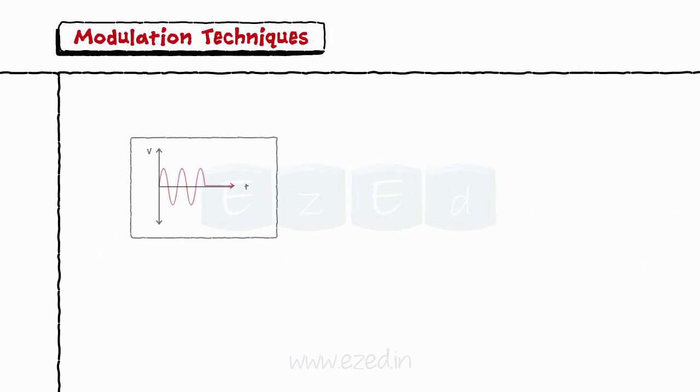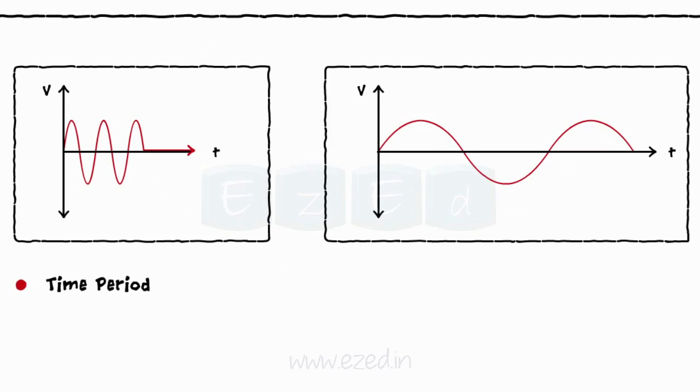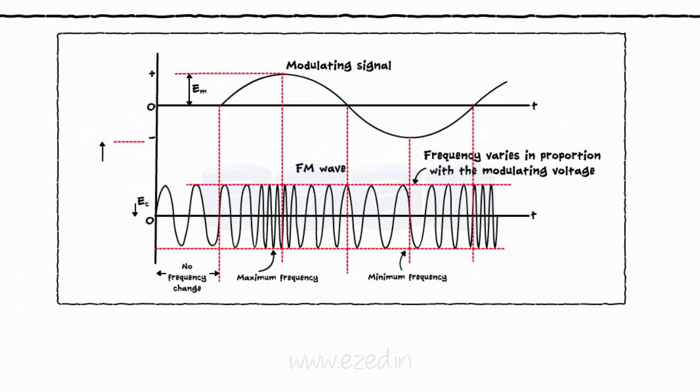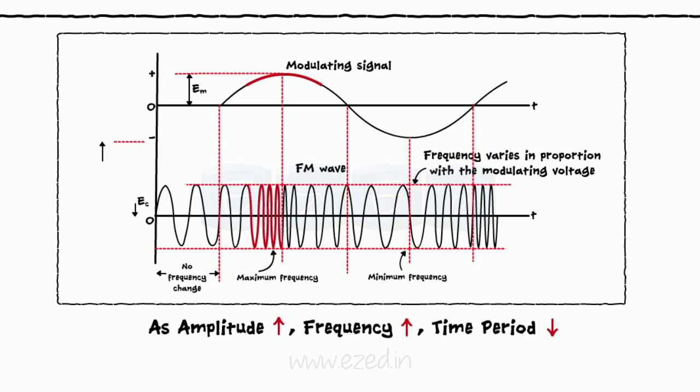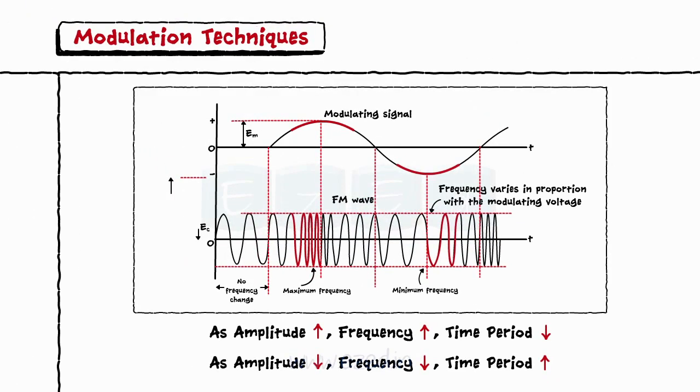We know that the frequency and the time period are reciprocals of each other. Thus, when the time period of a signal is minimum, we get maximum frequency and vice versa. We can see above, as the amplitude or the information content of a modulating signal increases, the frequency of a carrier signal also increases. Its time period decreases, hence the signal gets compressed. And as the amplitude of a modulating signal decreases, the frequency of a carrier signal also decreases. Hence, its time period increases and the carrier signal expands.